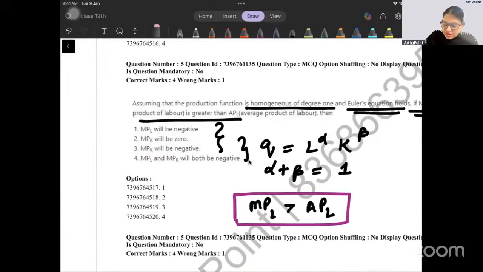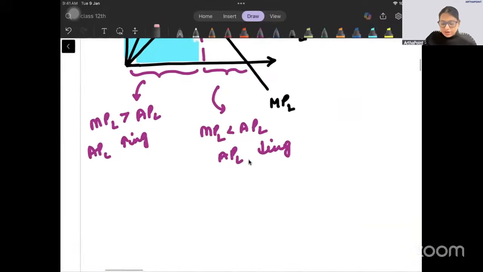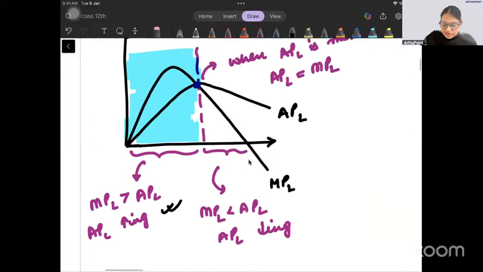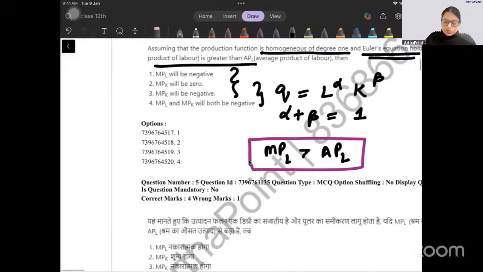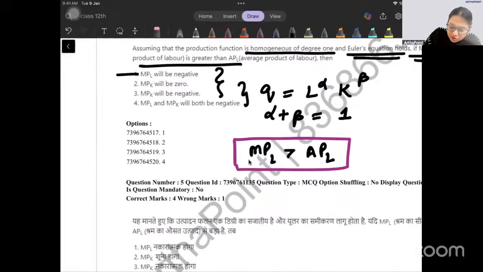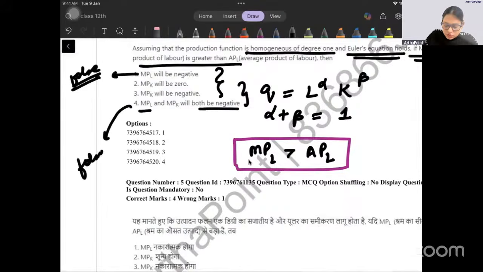So we notice that when marginal product of labor is greater than average product, the average product of labor is increasing. And we also notice that the marginal product is positive. So the marginal product of labor is positive, which means it is not negative. So this one is incorrect. This is false. Right? Marginal product of labor negative, this is also incorrect. So this is also false. Now I am left with 2 options, option 2 and 3.